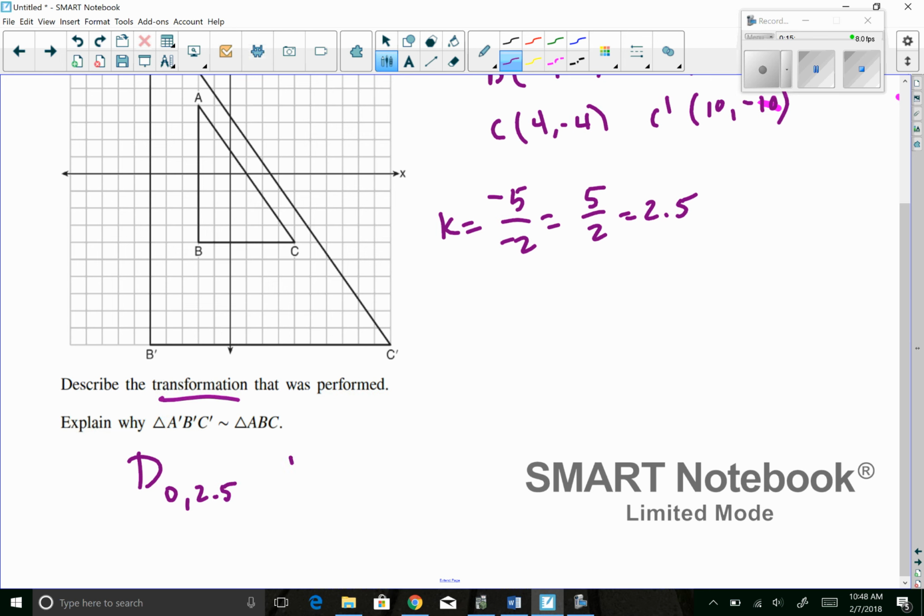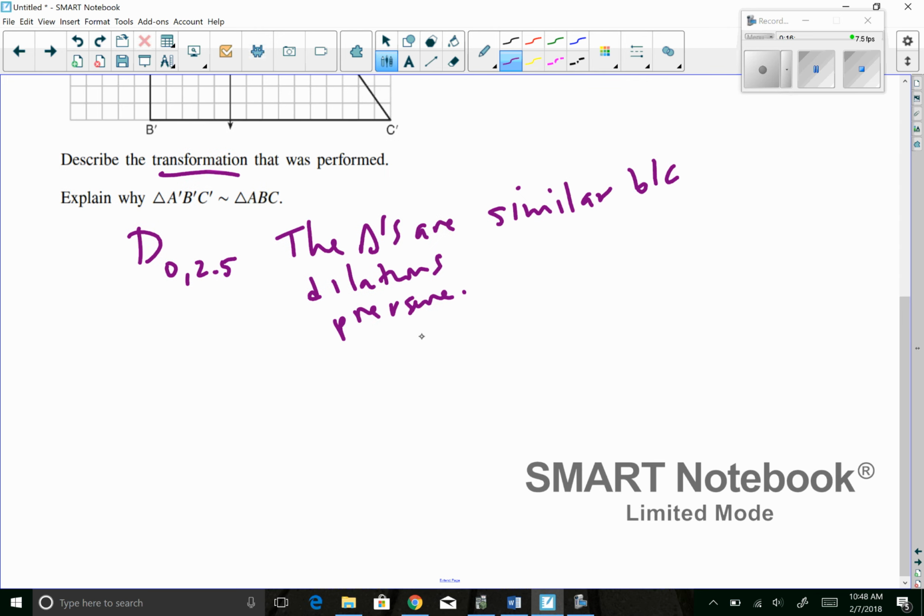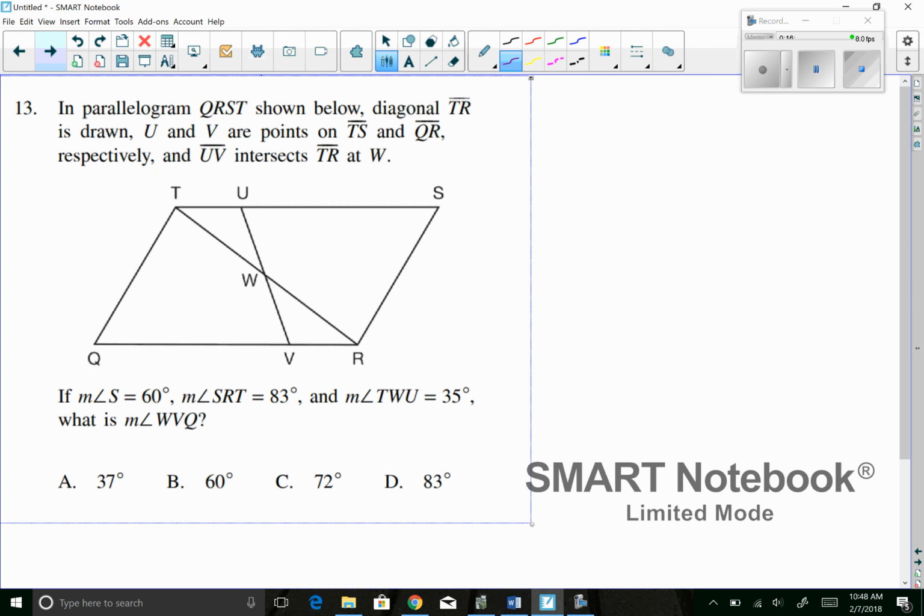Then I can say the triangles are similar because dilations preserve angle measurement. So if angle measurements are the same, that means the angles are all the same, thus angle proves similarity here.